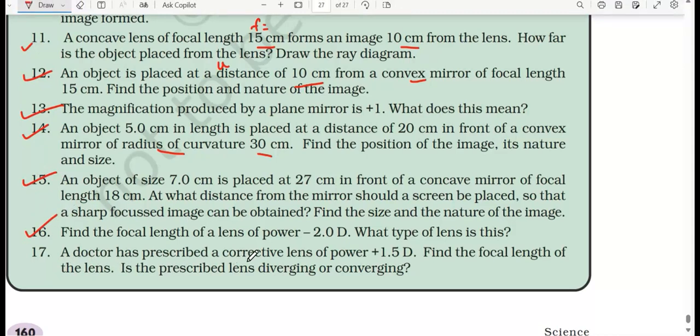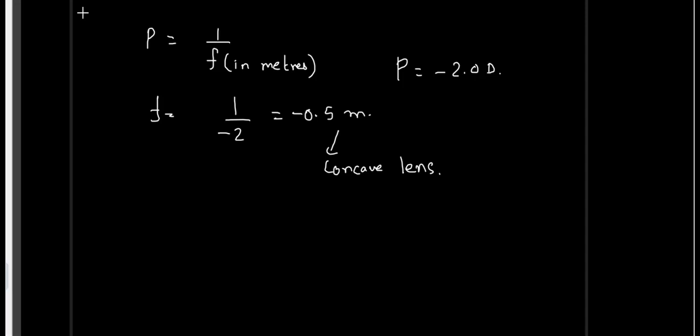A doctor has prescribed a corrective lens of power 1.5 diopter. Again, power is given to you, and you have to find the focal length of the lens. Come on, let's do it. Last question, question number 17. What is the formula? Please, students, make sure in your board examination you write down the formula every time you do a numerical. Don't skip writing the formula thinking that the examiner must be knowing it. The examiner wants to see if you know the formula.